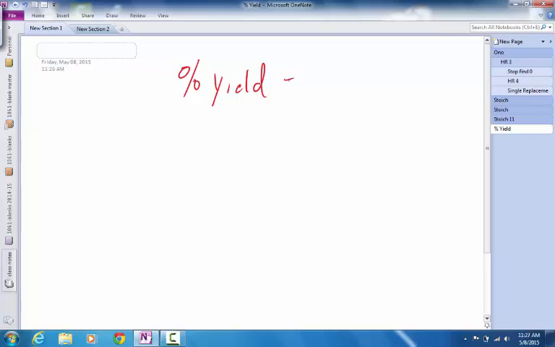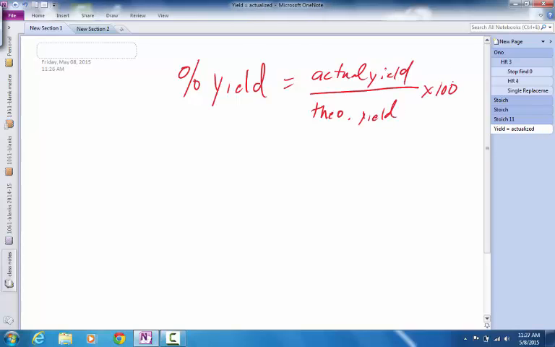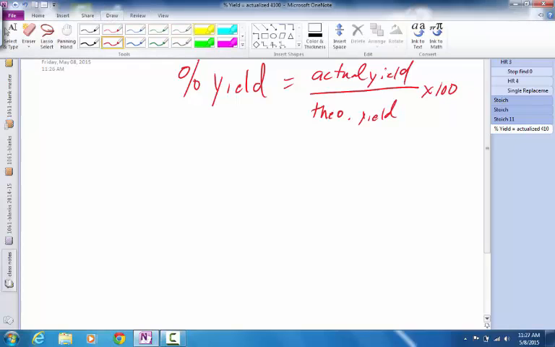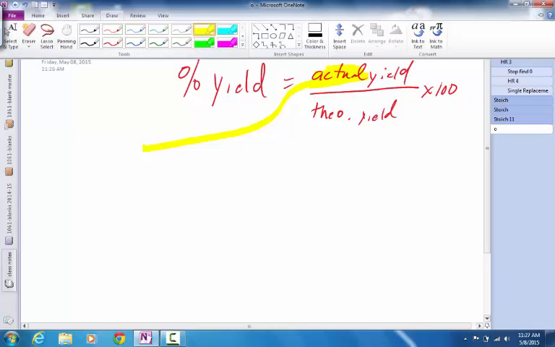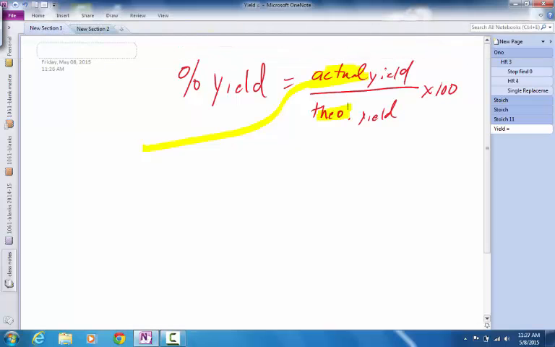So the percent yield formula is, of course, actual yield over theoretical yield. I'm going to abbreviate that theoretical, that means in theory, in ideality. Theoretical yield times 100, so it's a percent. And here's the really nice thing about all this: your actual yield versus your theoretical yield.